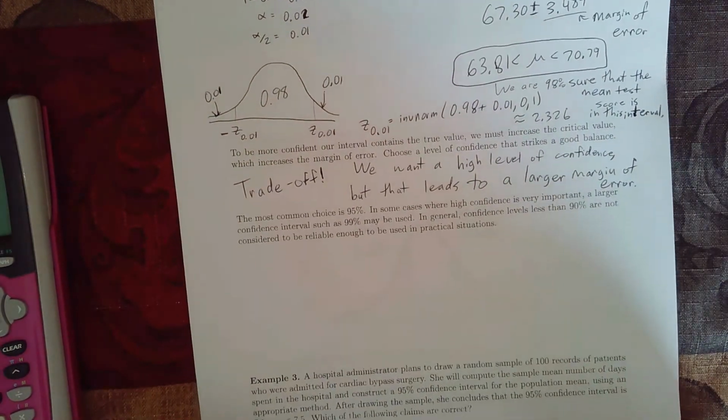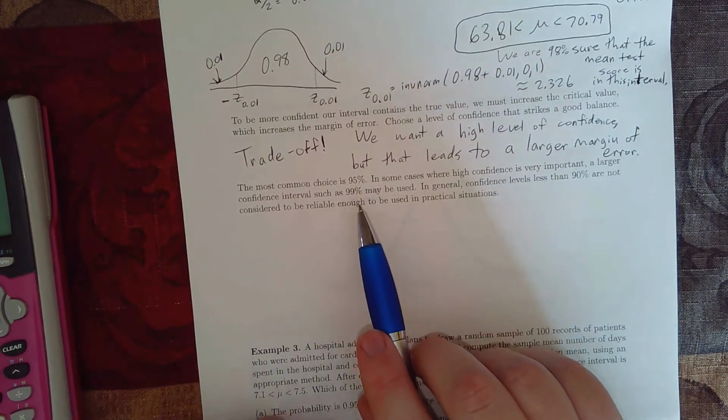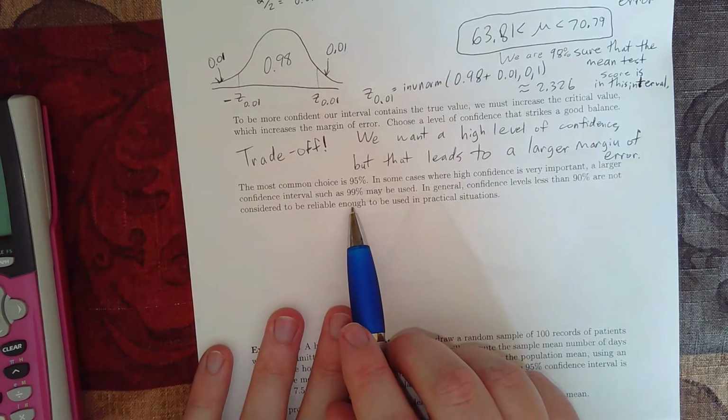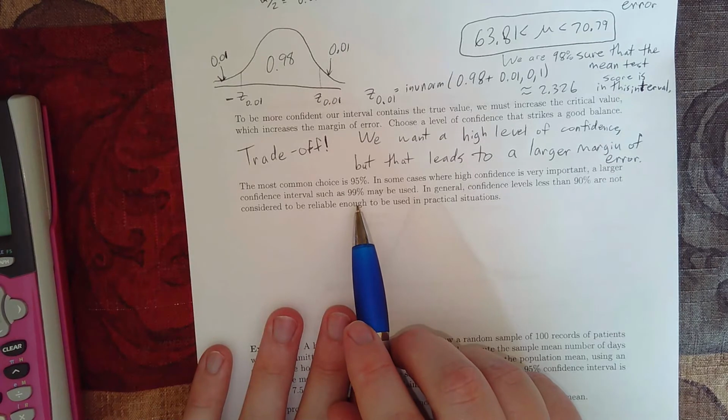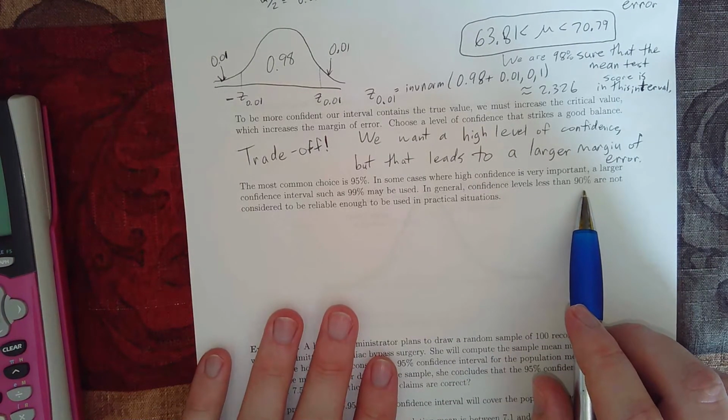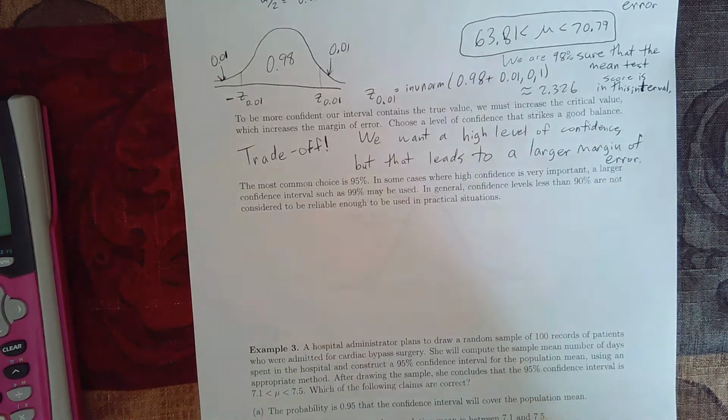Commonly, people will choose 95%. If you need to have very high confidence, you might choose a larger interval, such as 99%. If you're choosing a confidence level in general less than 90%, you're usually not having something that's very reliable for practical purposes, and so you probably are not going to see something that has a confidence level of less than 90%.